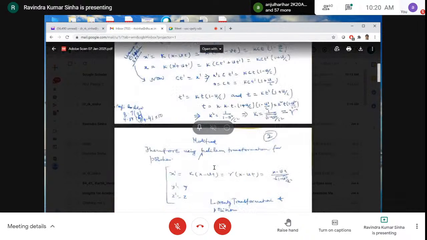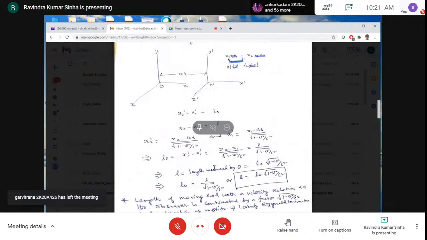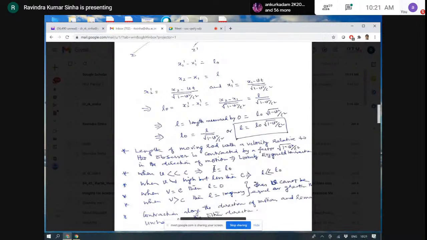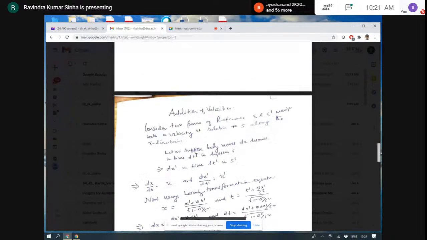So what we have done: using the Lorentz transformation, we have derived the formula for Lorentz space and time transformation. Using the same, we have derived the length contraction formula as well as the time dilation formula. Now let me come to the addition of velocities, how we will be doing. We will be using Lorentz transformation, and we will show here that C plus C will become C. Okay, C plus something will become C.